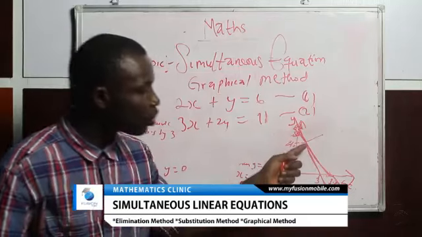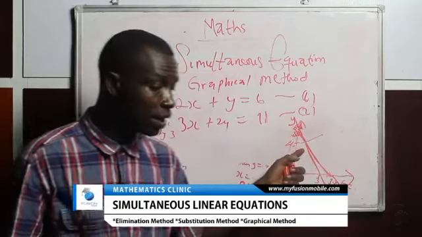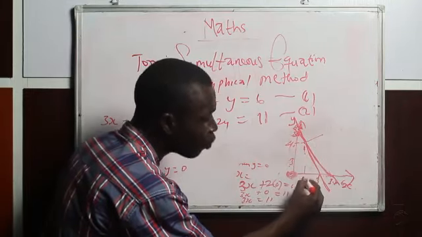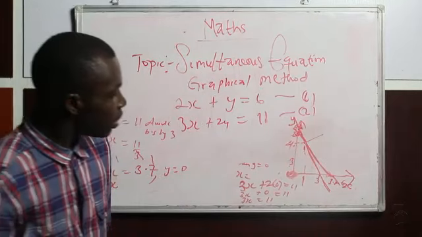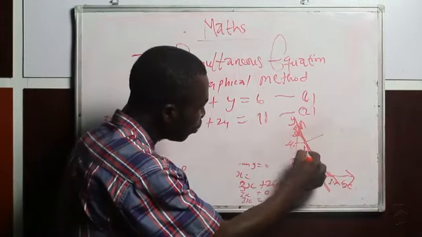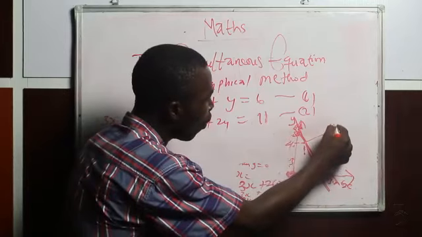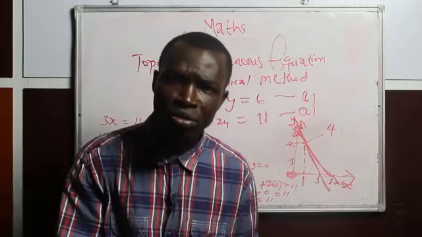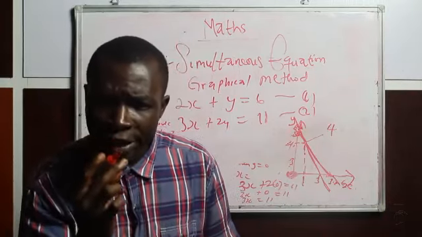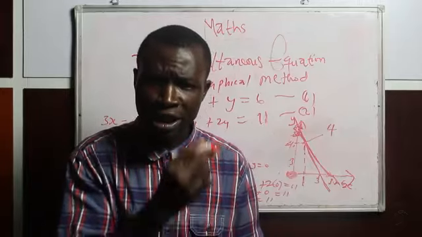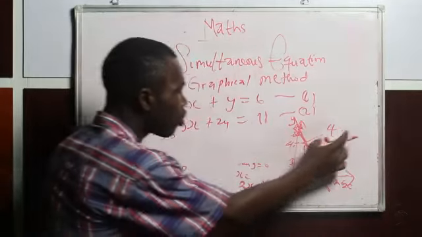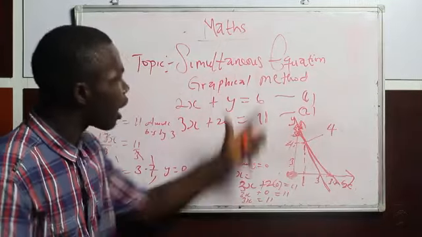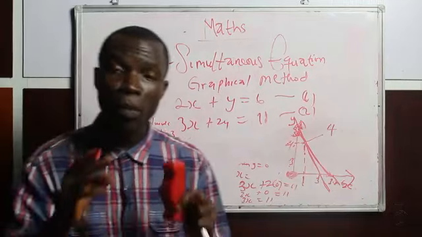So therefore, the point of intersection, check your graph, you discover that it is 4 on the y-axis and 1 on the x-axis. Now the point of intersection, trace it down to x and trace it down to y. We have 4 on the y-axis and 1 on the x-axis. So the variables that we unravel in this question is that our y is equal to 4 and our x is equal to 1. That is how to use a graphical method.